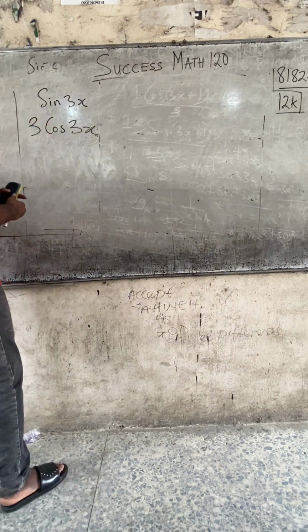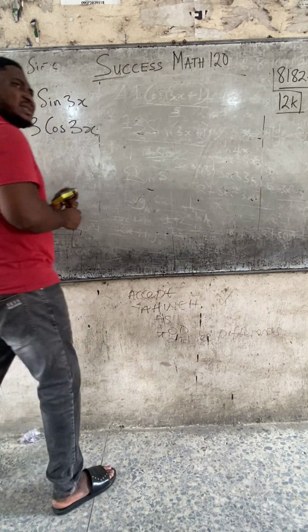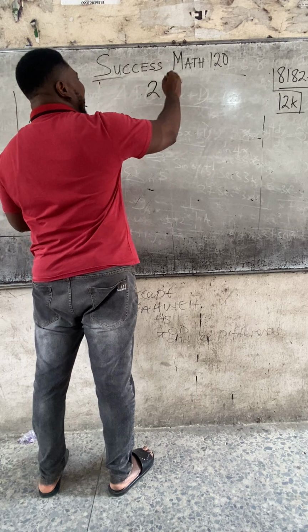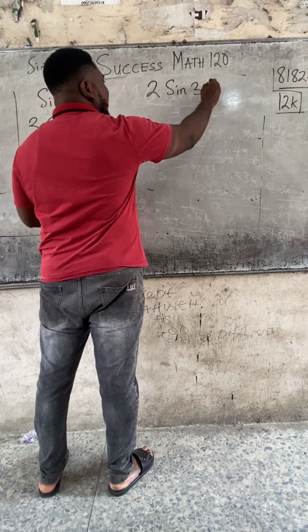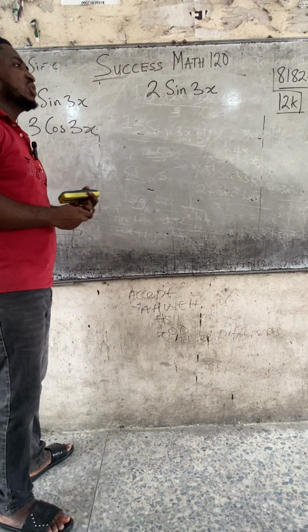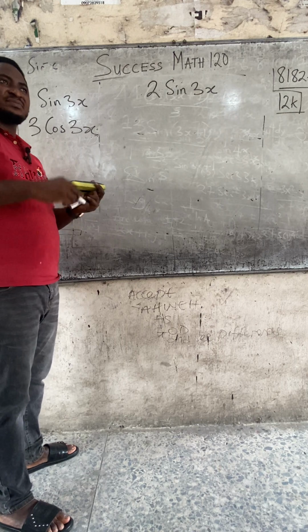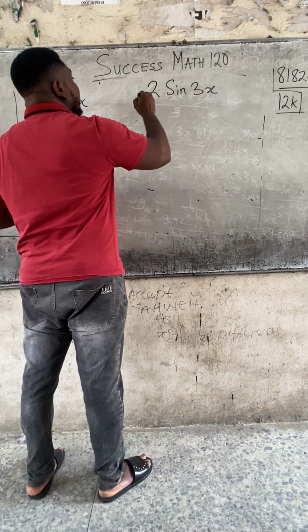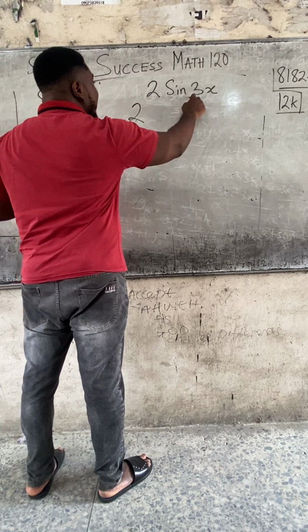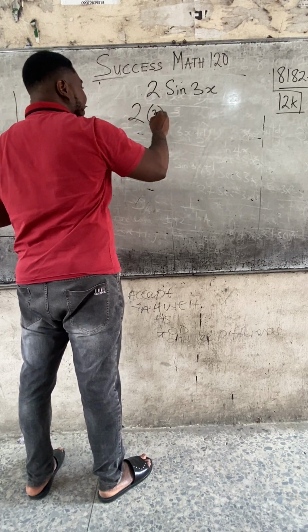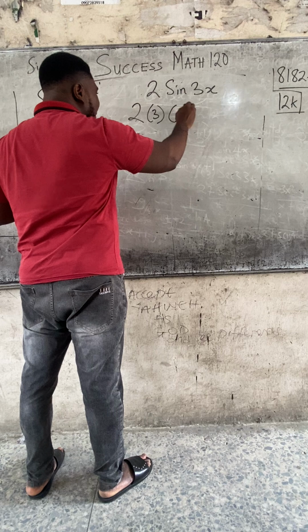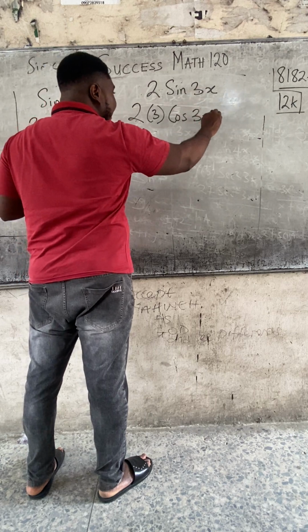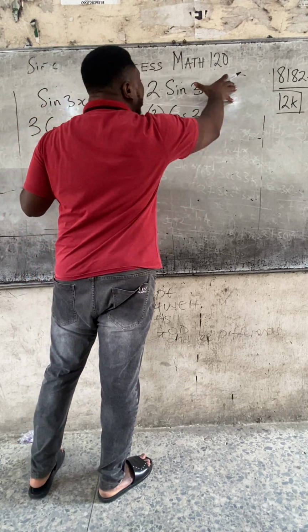So class, differentiate 2 sine 3x. What will you have? 2 sine 3x. Nothing happens to the 2, right? Differentiate 3x. What do you have? 3. Sine changes to cos, and you repeat your 3. If this was 3x squared plus something, you repeat everything again.